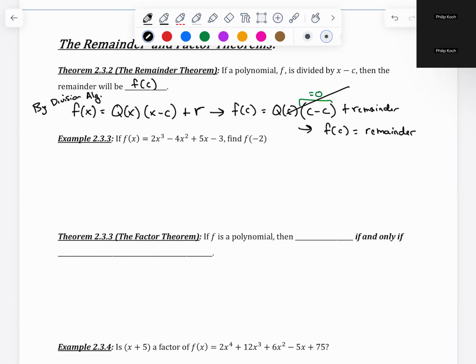Now, we all have calculators. You can even ask Siri at this point. What is 2 times the quantity negative 2 cubed minus 4 times negative 2 squared plus 5 times negative 2 minus 3? And Siri will be able to calculate for you, or Alexa or Echo, or whatever you want to call it. So the brute force method is probably what we want to use here. Just brute force.